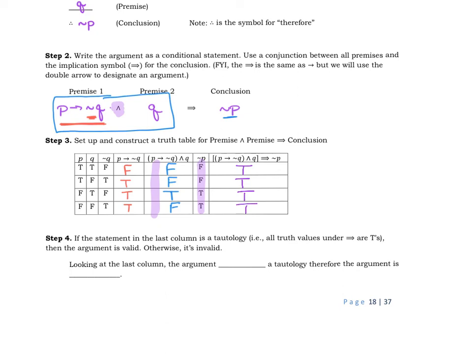So what it boils down to is what we find right here in this last column. That is what is called a tautology. You're not going to have to worry about that word a ton, but all of the truth values are T's. They're all trues, so the argument is valid. Otherwise, it would be invalid. So looking at that column, the argument is a tautology, and therefore the argument is a valid argument.